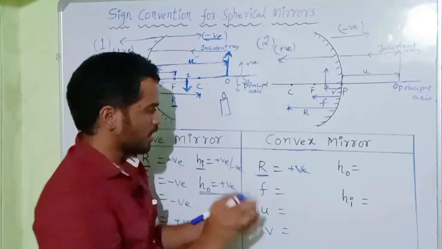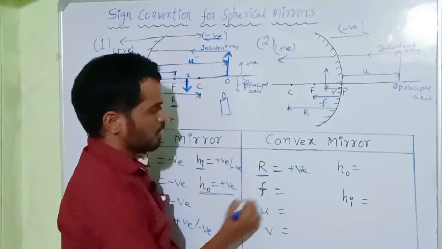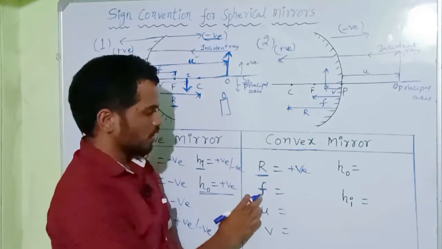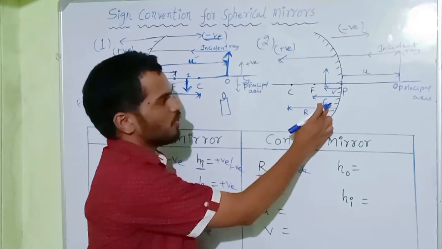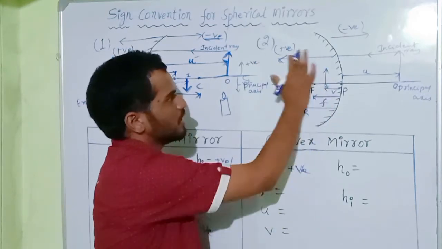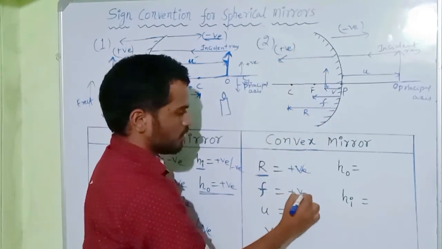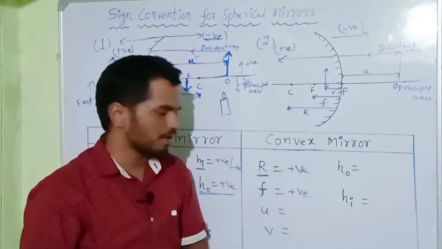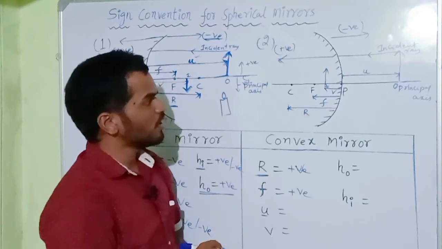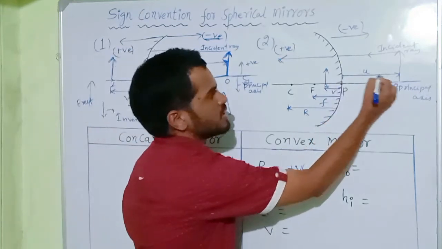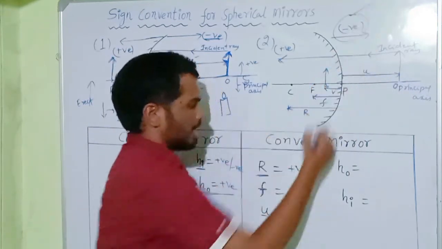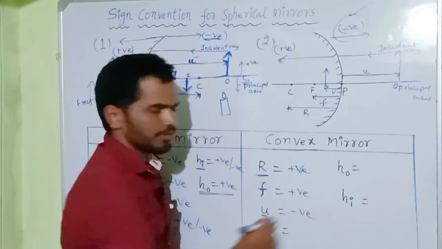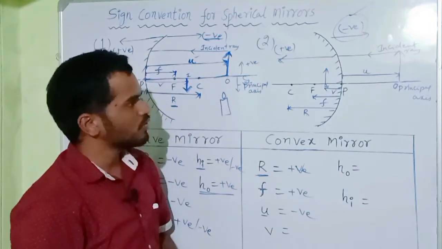Simply you can determine whether it is positive or negative. F: what is F? F means focal length. Which side is this? Positive, so you have to remember plus. Focal length is positive in the case of a convex mirror. What about u here? On which side is u? Negative side, so you have to write negative. Next, what about v?